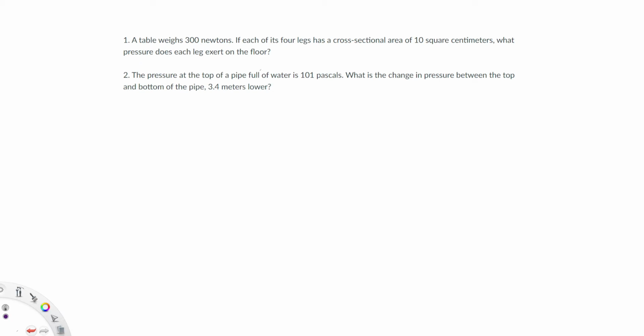So a table weighs 300 newtons, has 4 legs with a cross-sectional area of 10 square centimeters each. What's the pressure? So one definition of pressure is a force applied over an area. The force that we are applying here is 300 newtons.